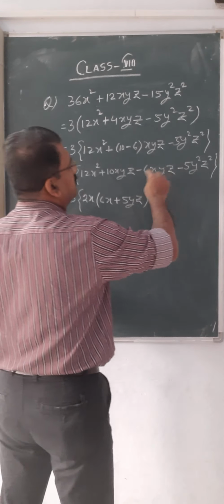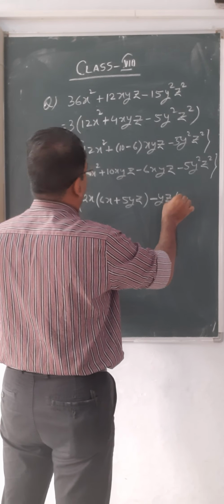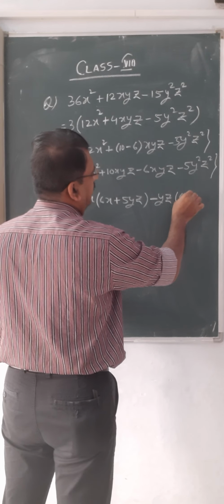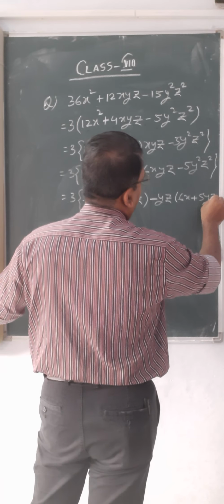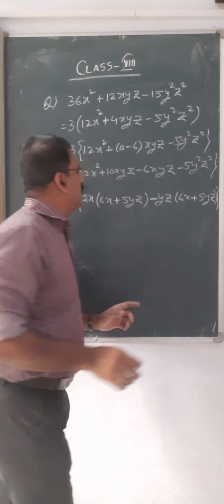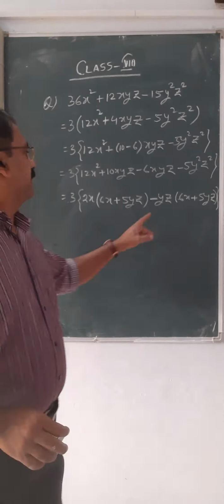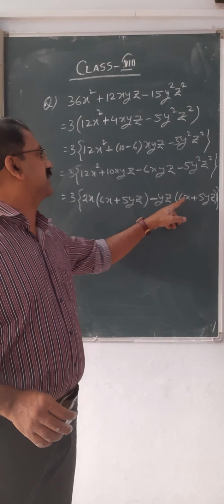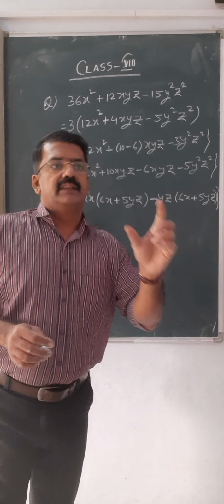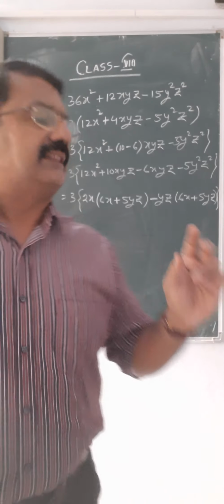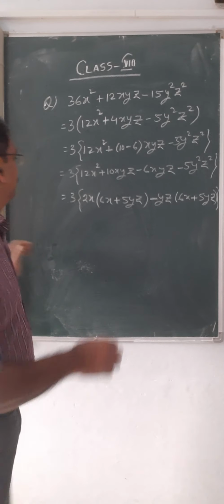Now from these two terms, you can take minus yz common. When you take minus yz common, within the bracket it will be 6x plus 5yz. Okay, like this. Now as I have taken minus sign common, both the terms become positive inside the bracket, and I have taken yz common, so here only 6x is left and there only 5yz is left. And the main thing, if you see both the brackets, they are identical, they are same. That is the check whether you are doing the questions correctly or not: within the bracket the terms must be same.